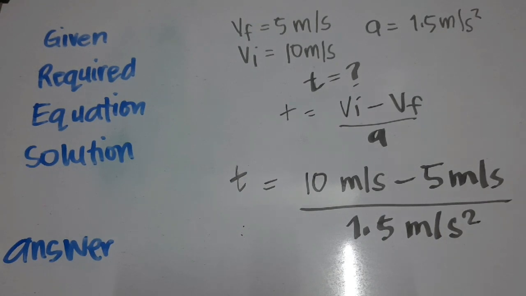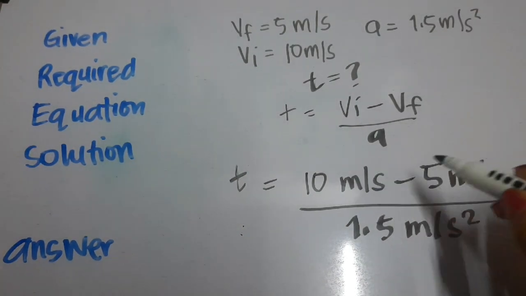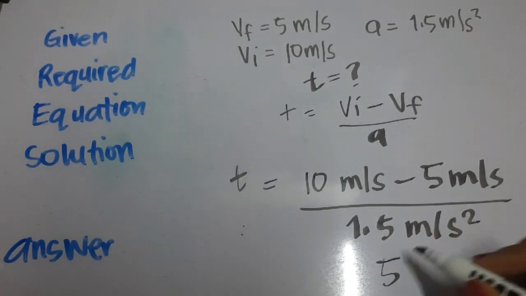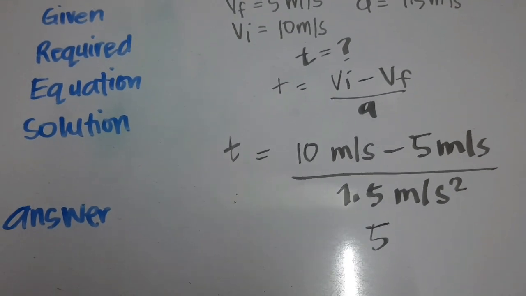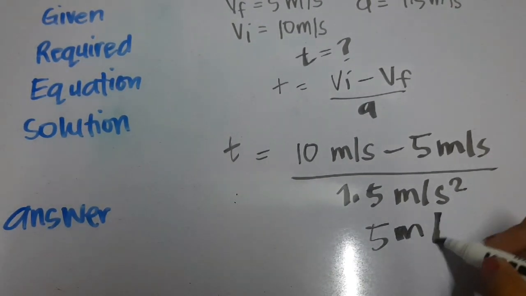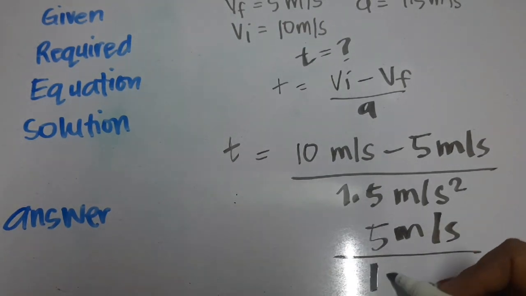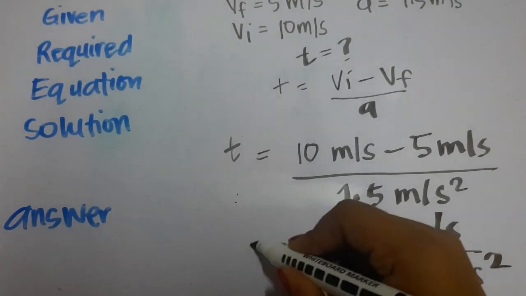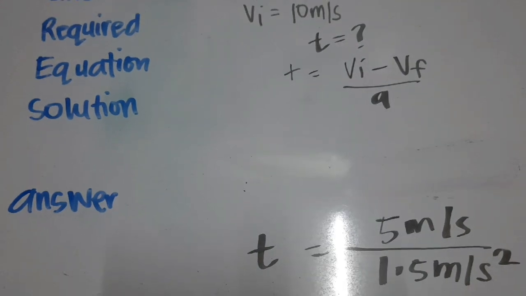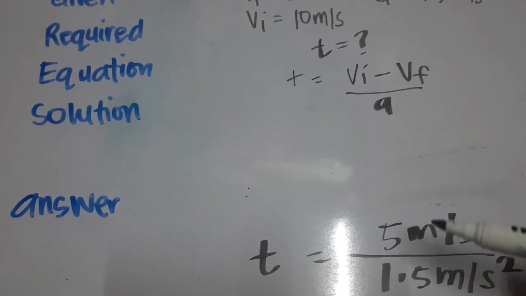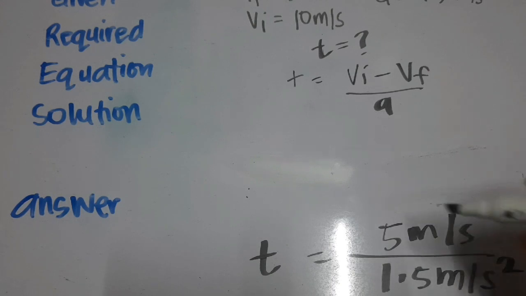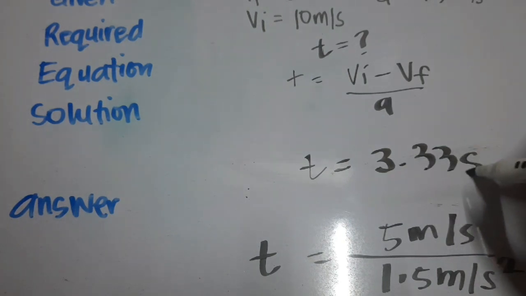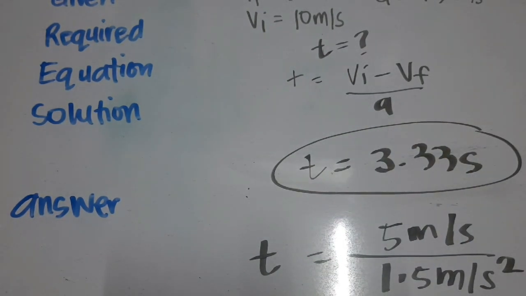So first, 10 meters per second minus 5 meters per second, that is 5 meters per second, divided by 1.5 meters per second squared, and that will be the value of time. If we divide 5 by 1.5, the answer is 3.33 seconds. So this is the final time.